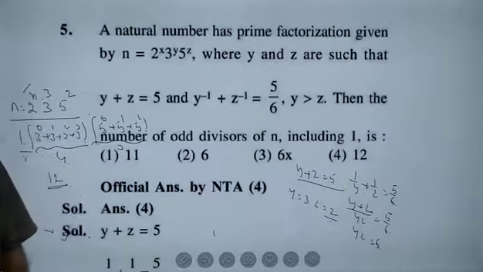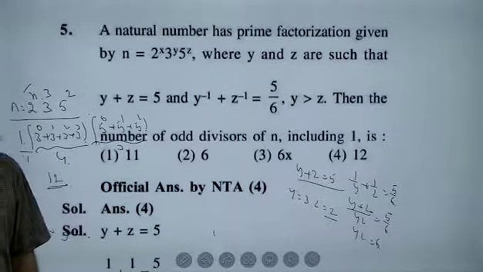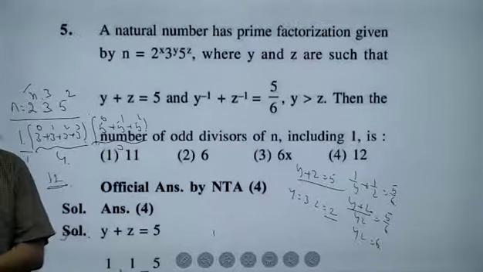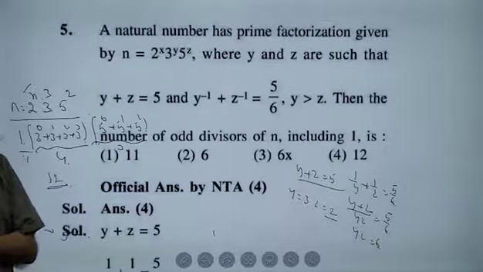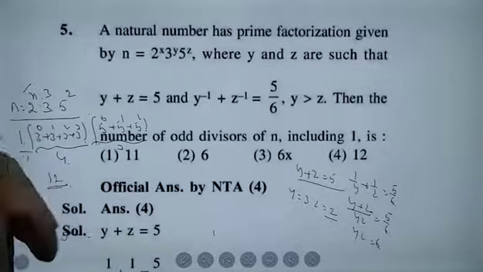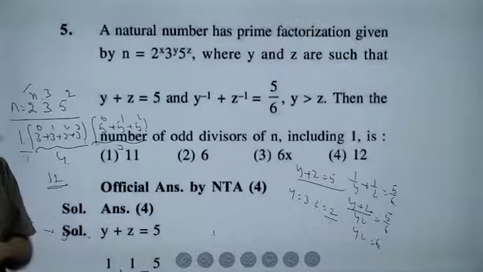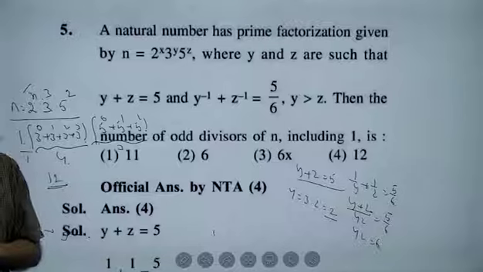That's it. Odd divisor means you should not select 2. So 2 you can reject in one way. So 3 can be selected in 4 ways. 5 can be selected in what? 3 ways. 1 into 4 into 3. That's it. Come on, complete this.